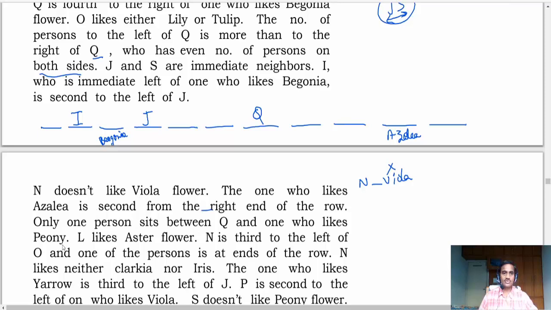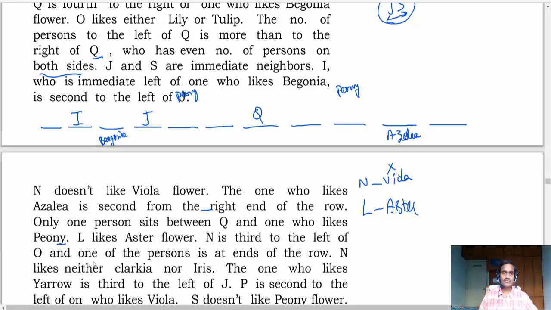Only one person between Q and Peony. Q and Peony, there must be exactly one person. So peony can be here or peony can be here. How many different possibilities are there for this peony? 2 possibilities. L likes aster. L likes which one? Aster flower.